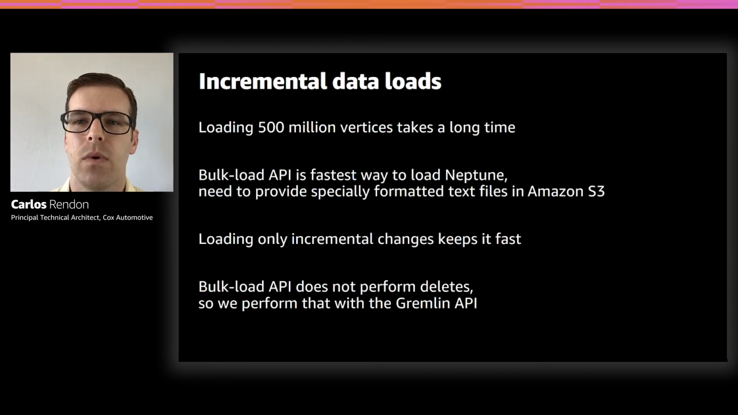One of the challenges we ran into with all of the solutions that we ran proof of concepts on was loading 500 million vertices in a reasonable amount of time. A couple things that we did to speed that up. One is performing incremental data loads. So let's not load the whole data set every day with the latest data. Let's perform a diff and only upload the incremental changes. And we're also making use of bulk load APIs, such as the one provided by Amazon Neptune, that allows us to load the data in the fastest way possible.